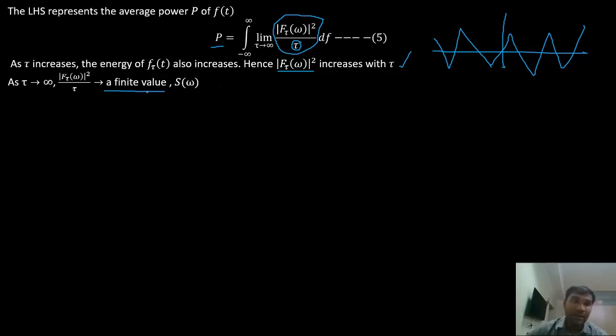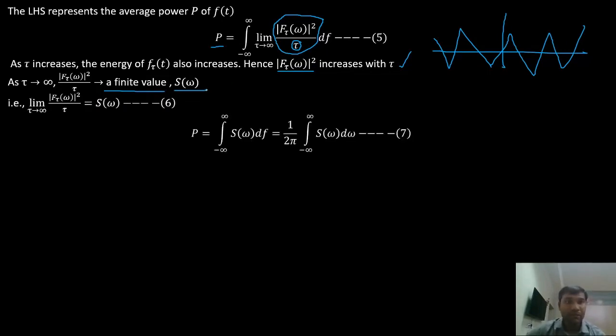That finite value we call S of omega. We are going to represent that finite value with S of omega. This is nothing but my power spectral density.